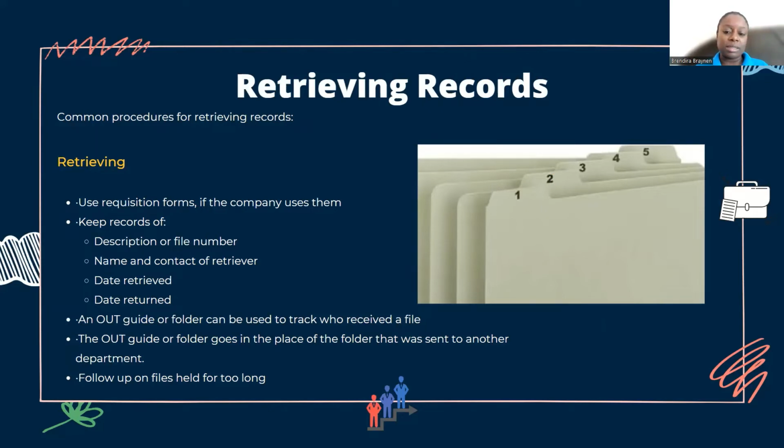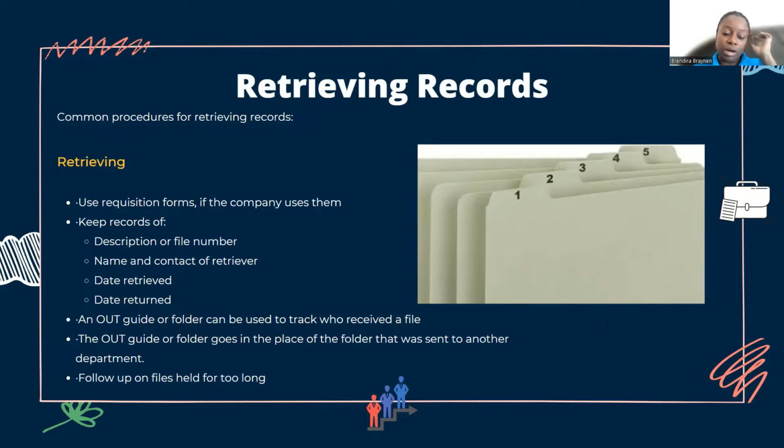And so if there's a department that wants a particular file, let's say they want that insurance file, they would go through the process of preparing a requisition form, letting the records department know what files they actually want. Maybe they want one file or multiple files. Whenever you see requisition, think request. On this requisition form, we're going to request that particular files are pulled and given to me. And as long as the company uses them, those are going to be crucial in the records department. They're important because they keep a record of the description or the file number that's been requested.